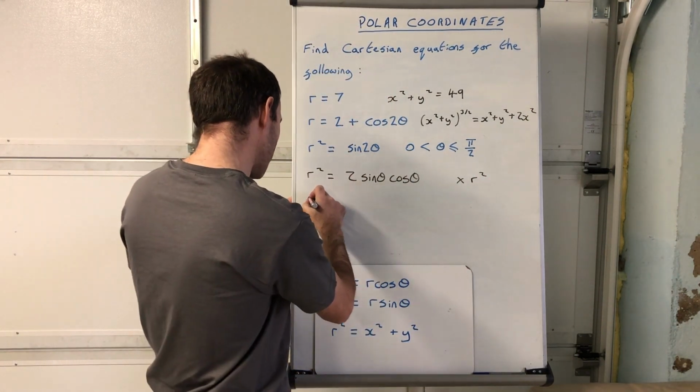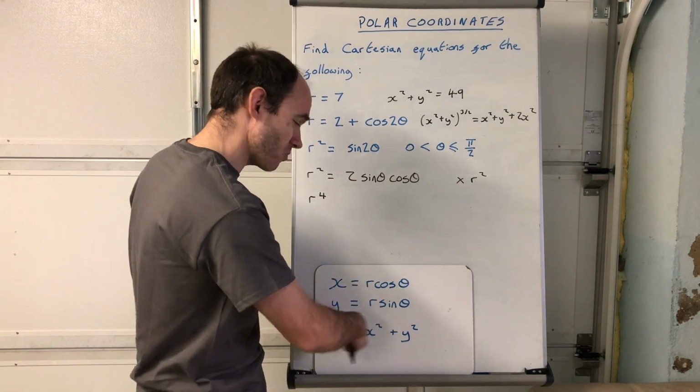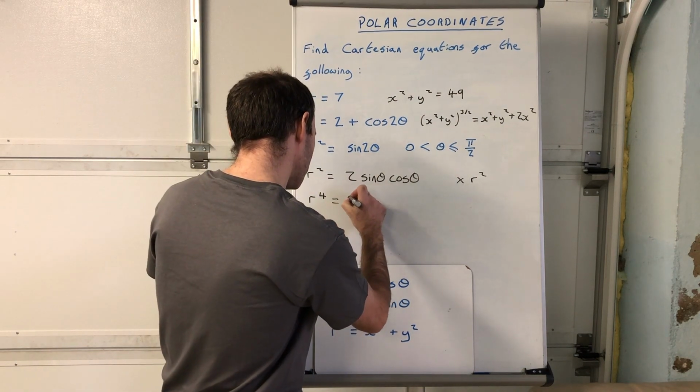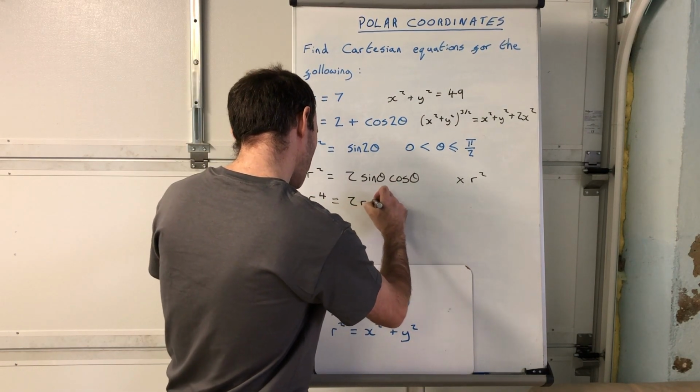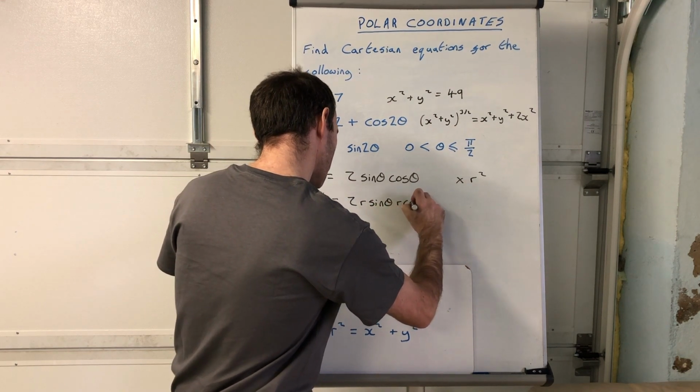And so on the left-hand side, you get r to the power 4. That's why it wasn't a good idea to substitute that in straight away, because now I've got r to the power 4. And then let's write 2r sine theta, and then r cosine theta.